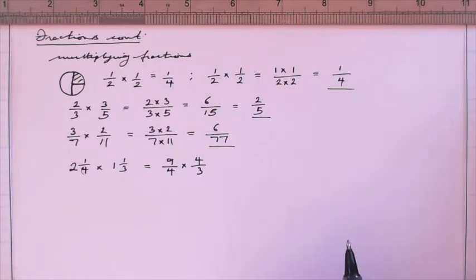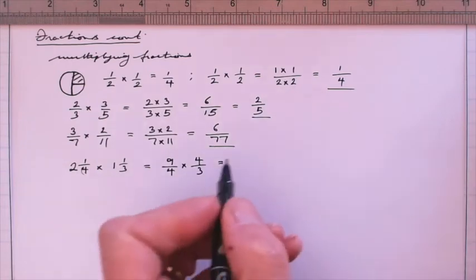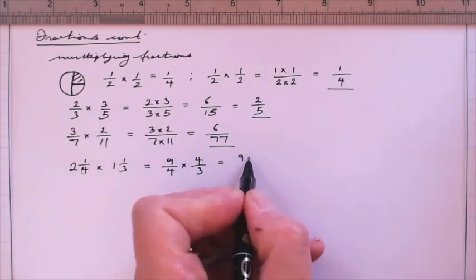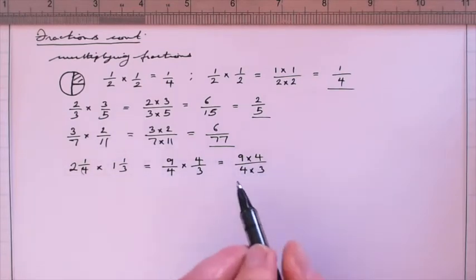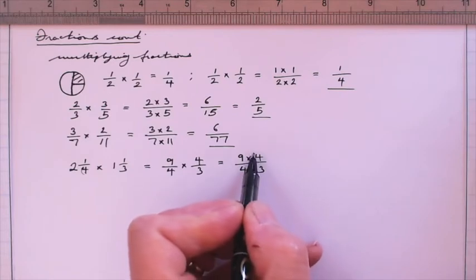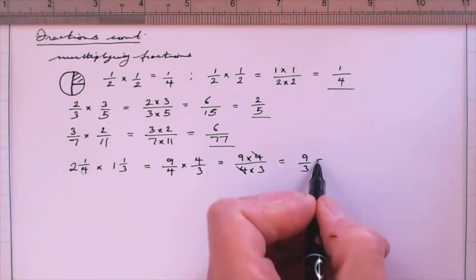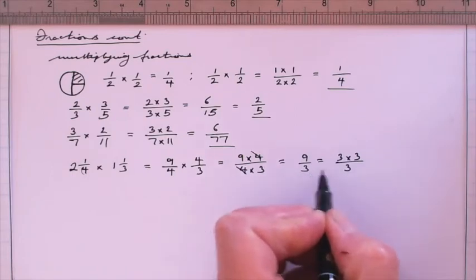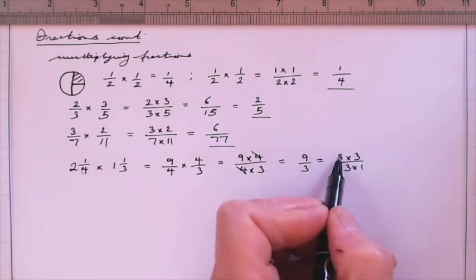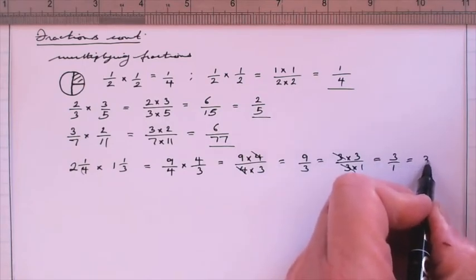That's quite funny. I seem to have lots of cancellations here, which was not at all my intention, but there you go. So there's lots of common factors here. Let's multiply the tops together, 9 times 4, divide by the bottoms. Do you see I have a common factor of 4, which I can cancel, and I'm left with 9 over 3, and then I can write 9 as 3 times 3, and I can write 3 as 3 times 1, and I have a common factor of 3, and I'm left with 3 over 1, which is 3.